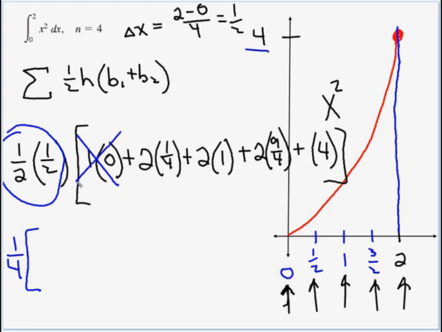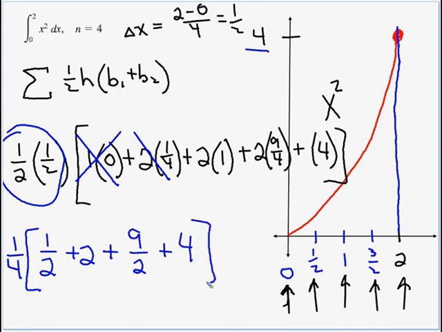1 times 0 is nothing. 2 times a 4th is 2/4 or a half. Plus 2. Plus 9/4 times 2 is 18/4. That will reduce to 9/2. And then we'll have a plus 4. That's a little better.